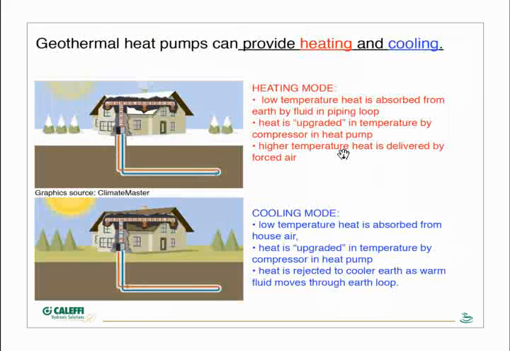Again, just a slide we borrowed here from Climate Master, one of the manufacturers of heat pumps. It essentially shows a water-to-air heat pump both in the heating mode up here as well as the cooling mode, and really just summarizes what we talked about.